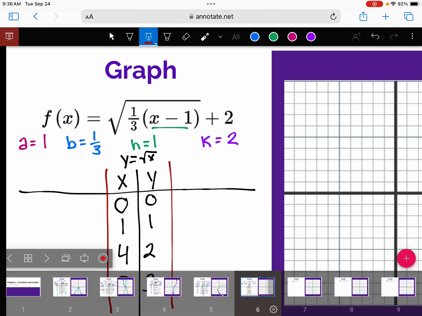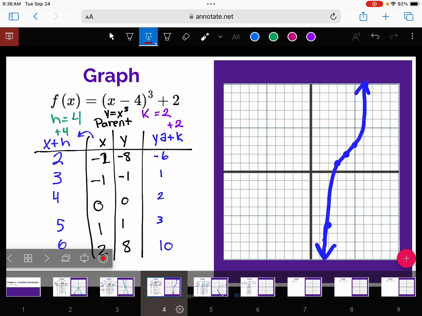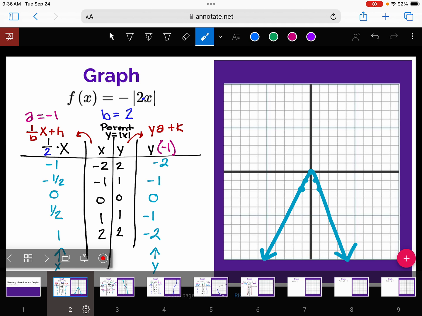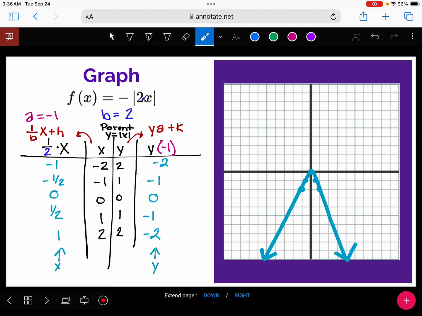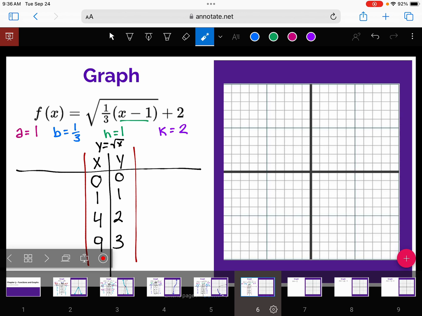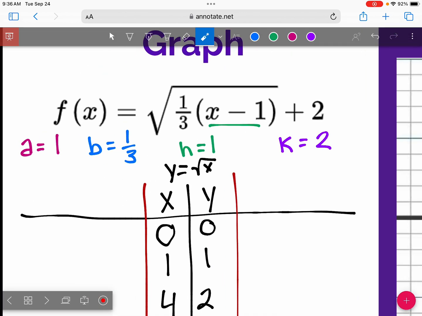So just like on our cube, our parent was this without any H or K. It was just y equals x cubed. Just like on our absolute value, our parent function was y equals the absolute value of x. No negative, no minus 2. So here we have our square root of x.